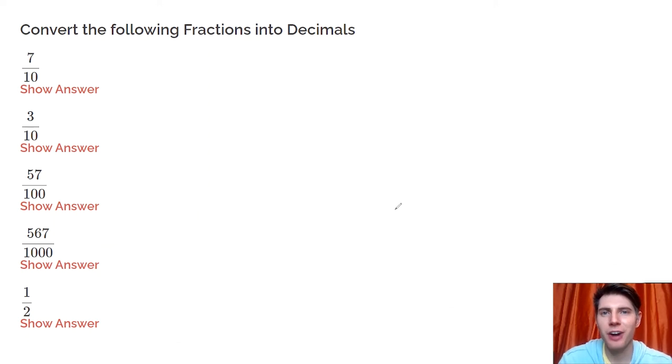Convert the following fractions into decimals. So we have 5 fractions here and we're going to convert all of them to decimals.